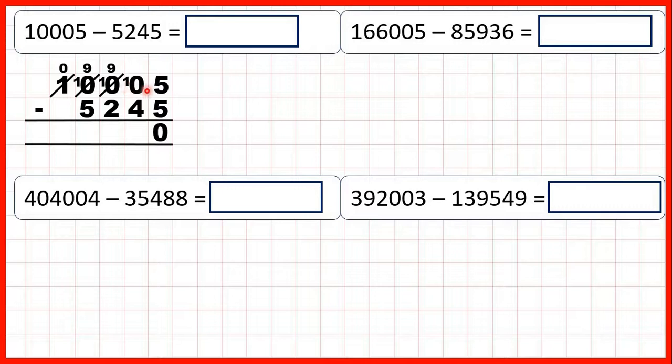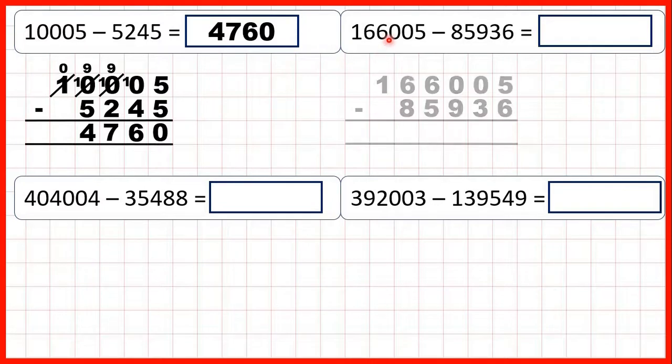So now we have 10 minus 4, which is 6, 9 minus 2 is 7, 9 minus 5 is 4, and now 0 minus nothing is 0. So our answer is just 4,760.